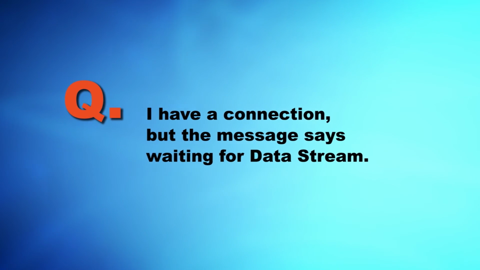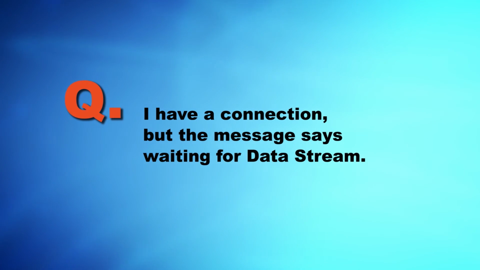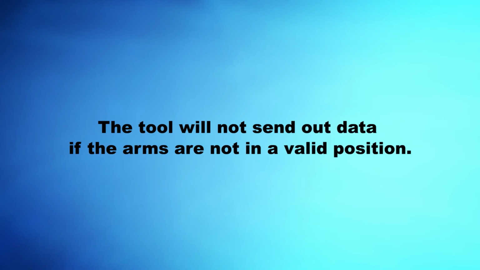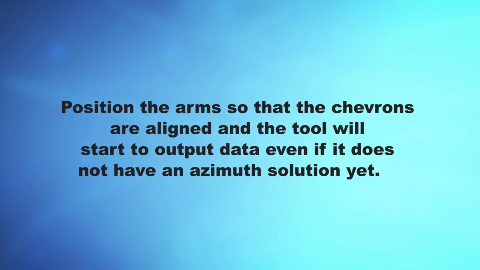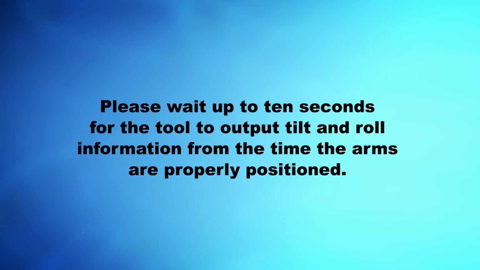I have a connection, but the message says, "Waiting for data stream." The tool will not send out data if the arms are not in a valid position. Position the arms so that the chevrons are aligned and the tool will start to output data even if it does not have an azimuth solution yet. Please wait up to 10 seconds for the tool to output tilt and roll information from the time the arms are properly positioned.